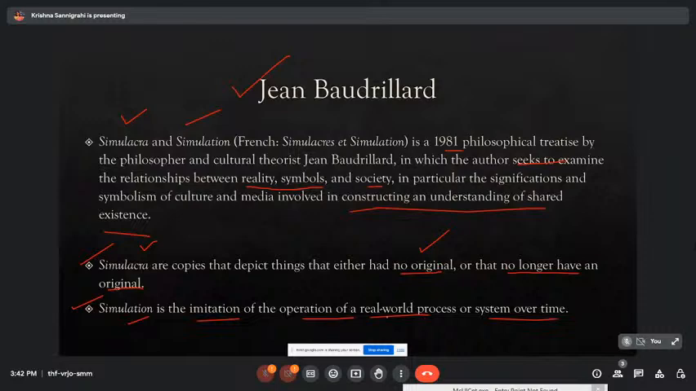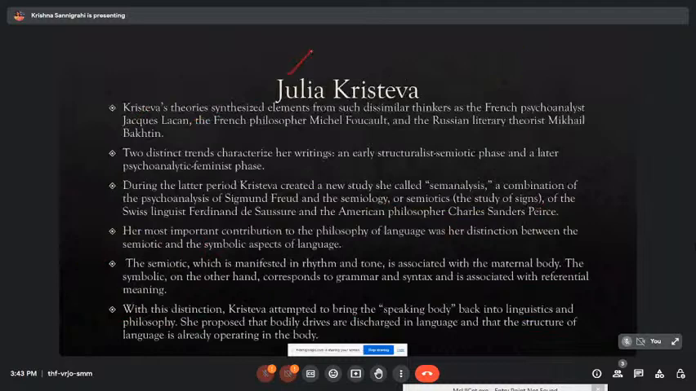So it's the imitation of the real world process or system over time, and simulacra is a copy, again an imitation of something that has no original, or the original is not existing anymore. So this concept was propounded by Baudrillard. Next, we will be discussing Julia Kristeva.